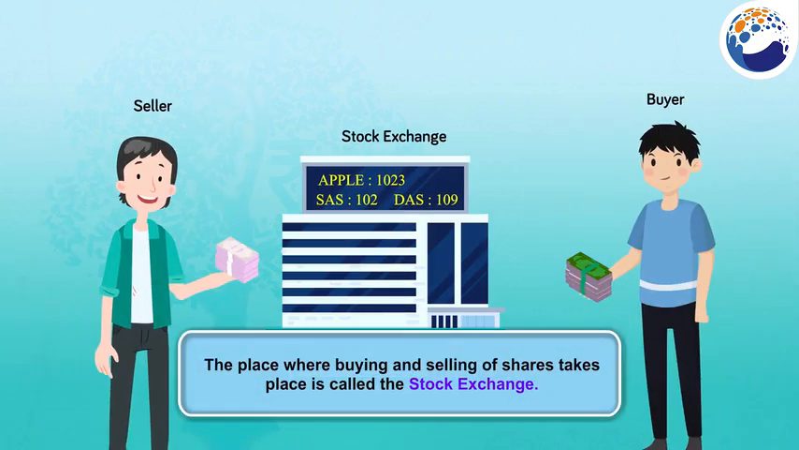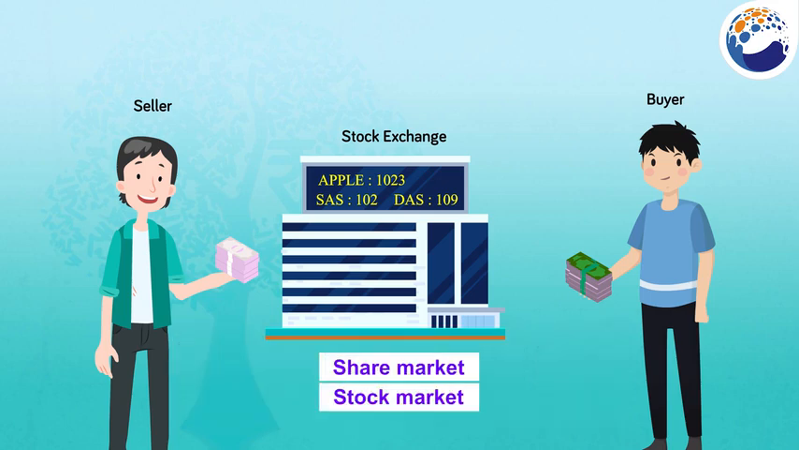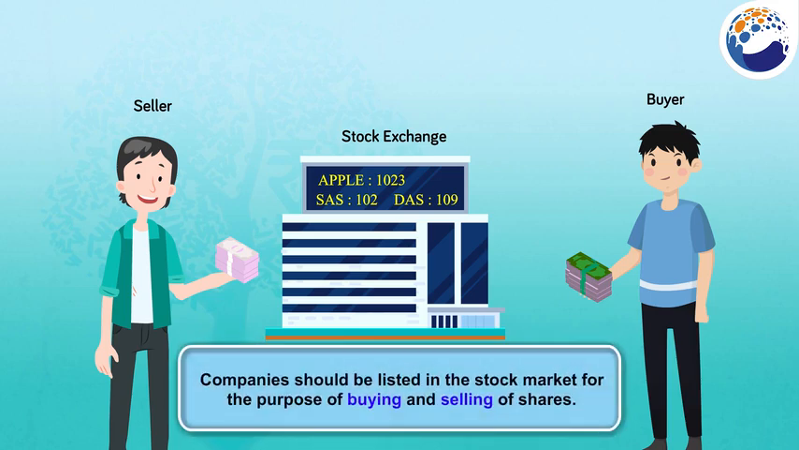The place where buying and selling of shares takes place is called the stock exchange. It is also known as share market or stock market. Companies should be listed in the stock market for the purpose of buying and selling of shares.